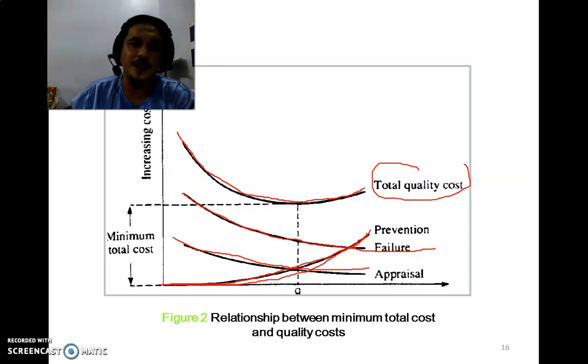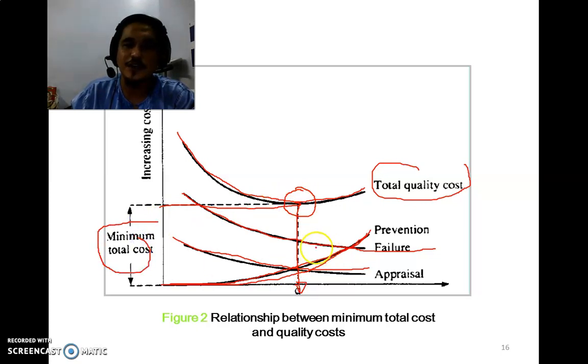Okay, and from here, what we can say is this point is considered the minimum cost. From this point, this is considered the minimum total cost. So that means from this intersection, we need to do something. We need to do the improvement program to make sure the total cost is constant. Okay, that's why quality engineering is very important in manufacturing.